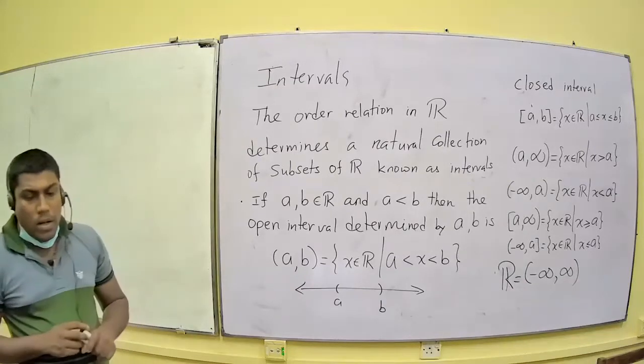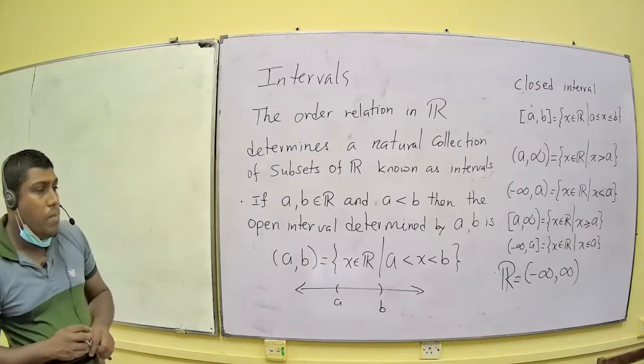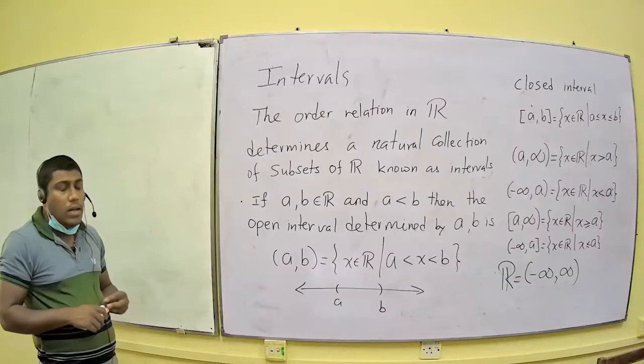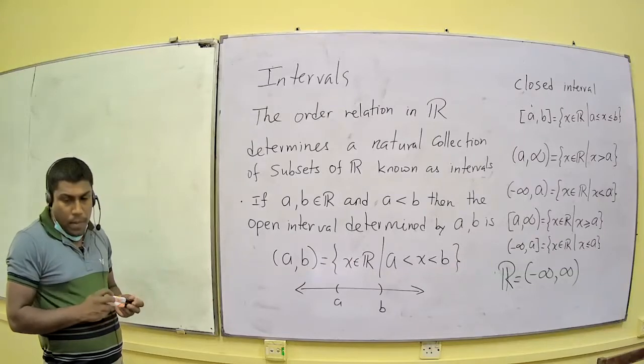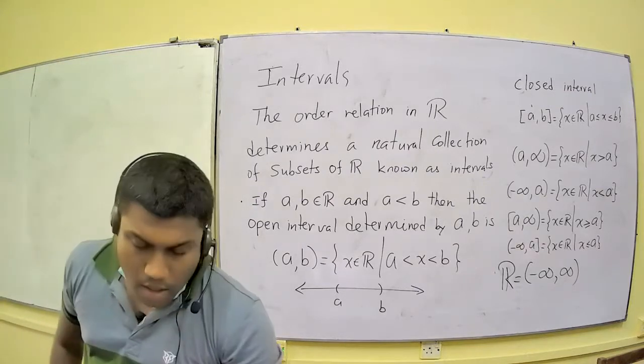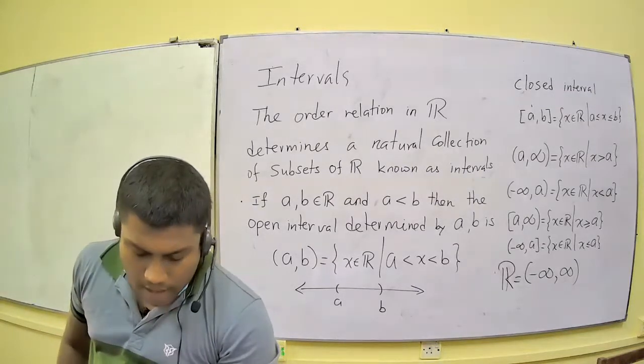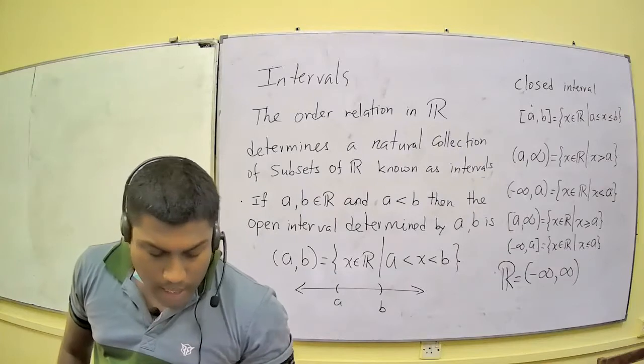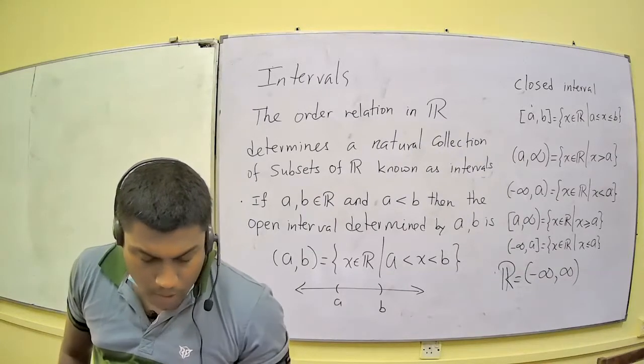We are going to start talking about the next chapter, that is chapter 2. We are going to start talking about the completeness property. That is where we will talk about upper bound, lower bound, and other things. So let me start the completeness property now.